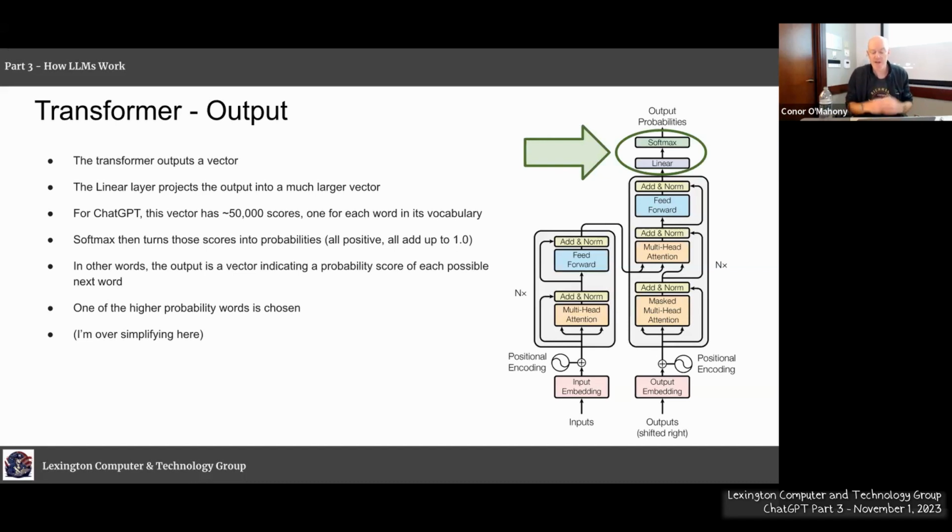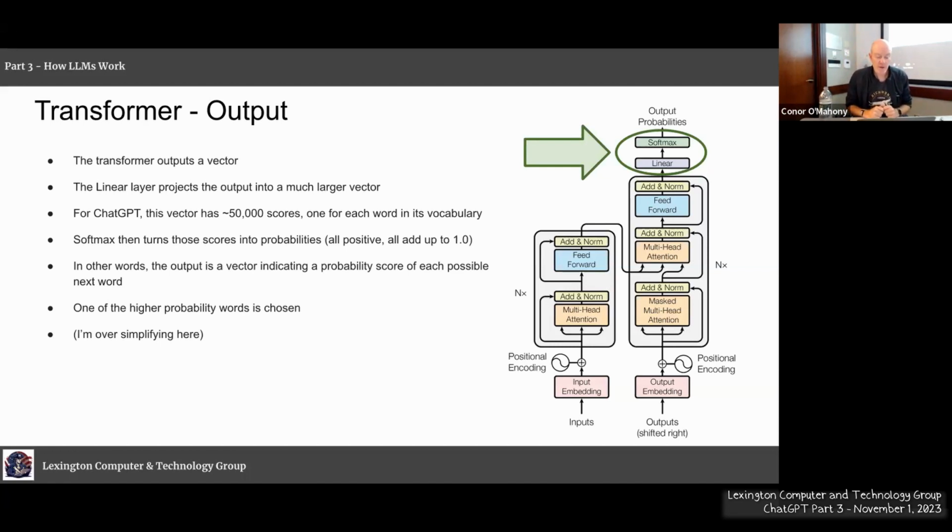All the probabilities will be positive. All of them together will add up to 1. So in other words, the output's a vector indicating a probability score for each possible word that there could be. Remember, what we're trying to do is generate output word by word. So we're just trying to generate the next word. That's all. So all we want is a word to come out the other end of this. So what comes out is a big vector with all the possible words. I'm taking some liberties here. And a probability score for each possible word.